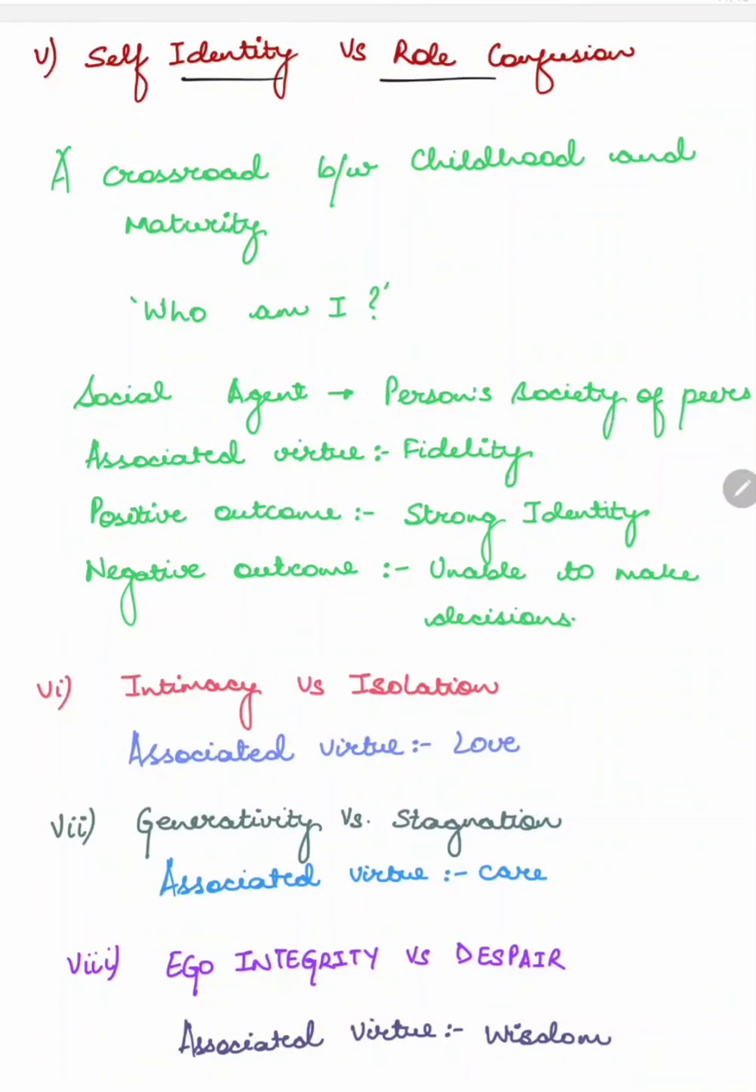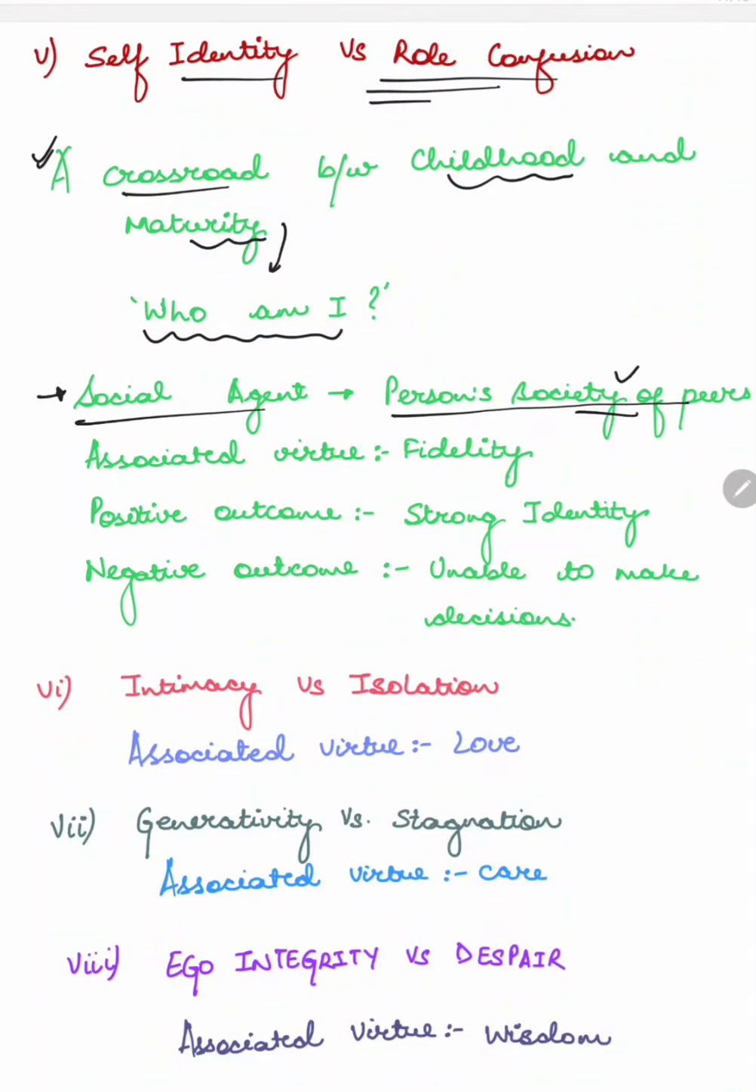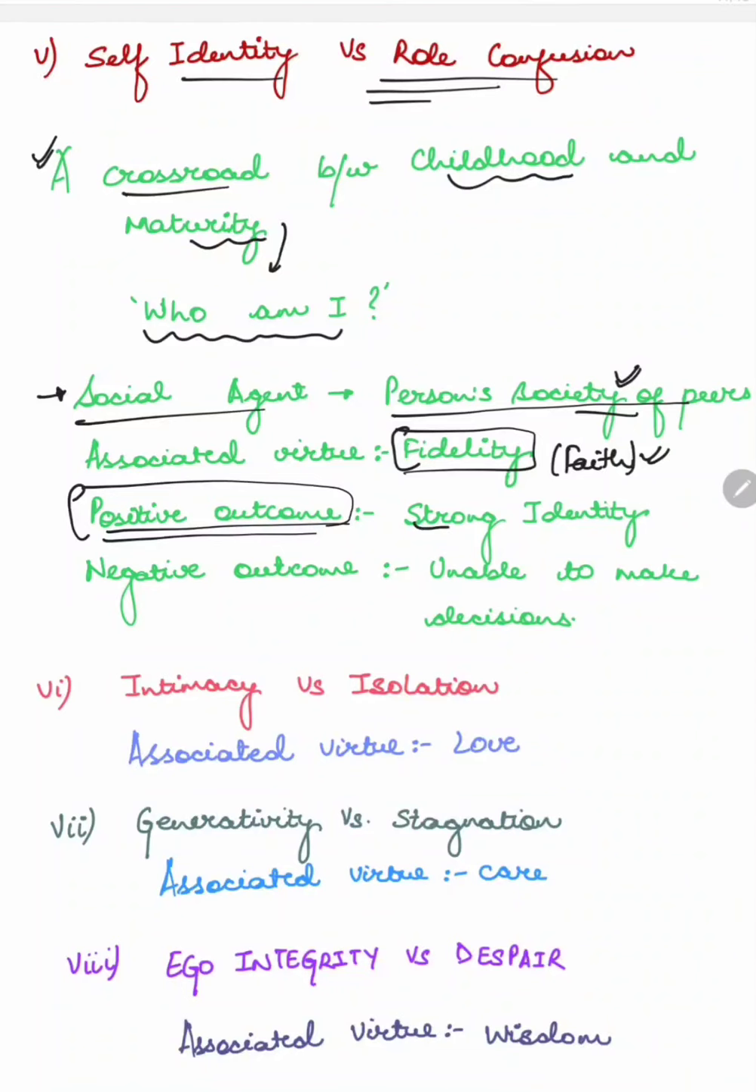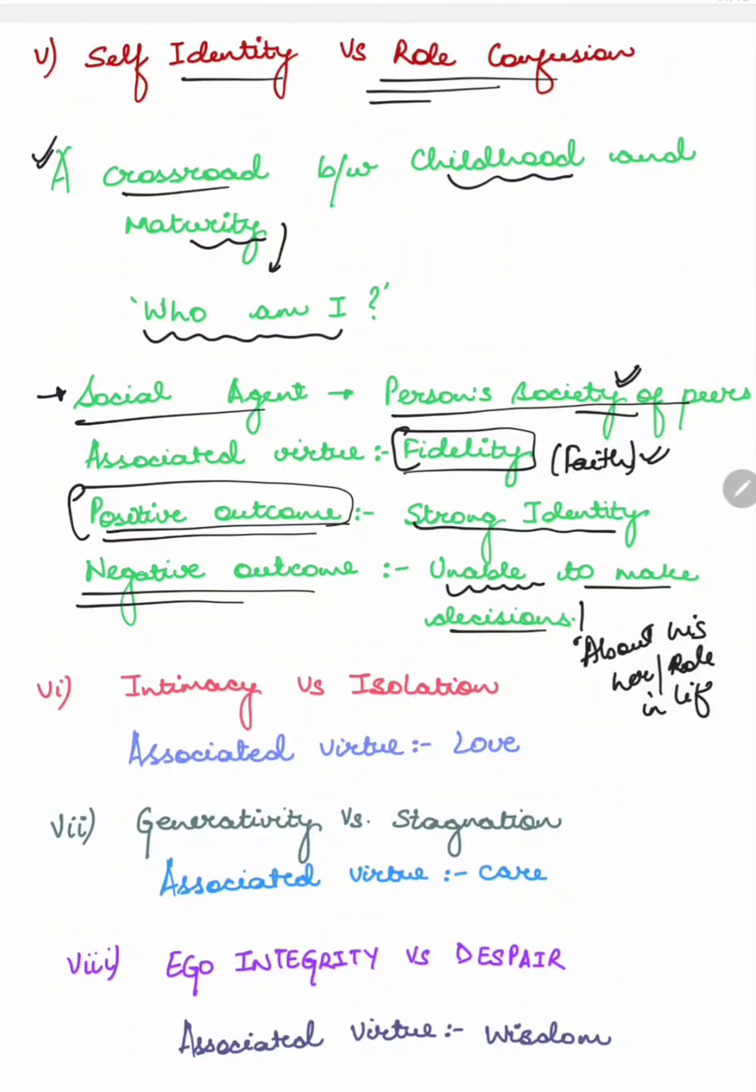Now the fifth stage is self-identity versus role confusion. So this stage is basically a crossroad between childhood and maturity, when the person starts asking himself or herself, who am I, right? So the social agent is basically the person's society of peers in this stage. The associated virtue is basically fidelity, that is the faith or the belief, right? So the positive outcome will be the strong identity. The child will be able to take his or her decisions or will be ready to plan the future. But the negative outcome will be that he or she will be unable to make decisions about his or her role in life, basically, right?